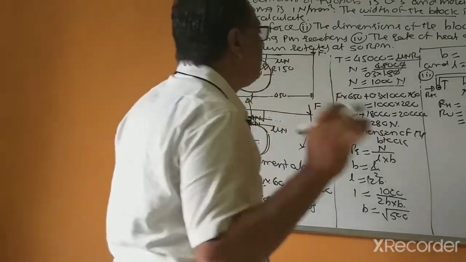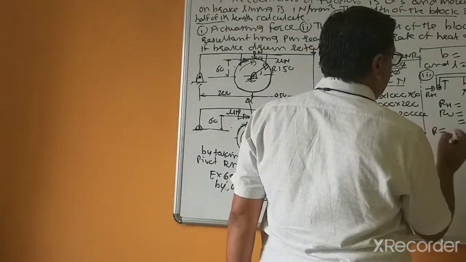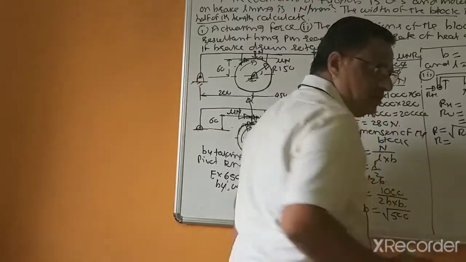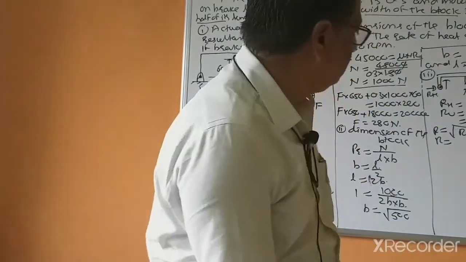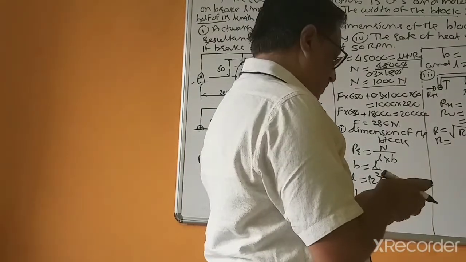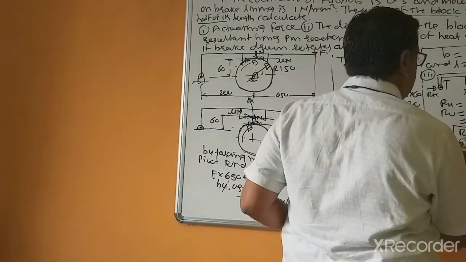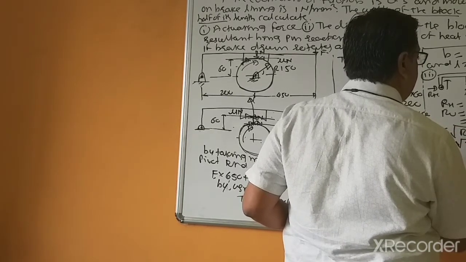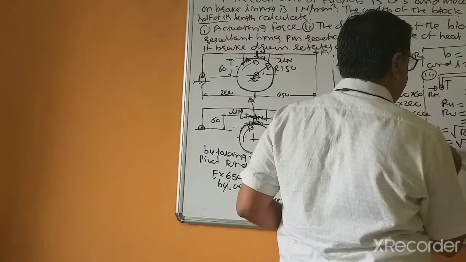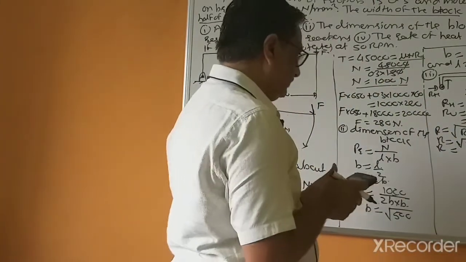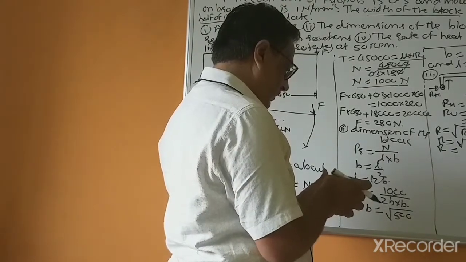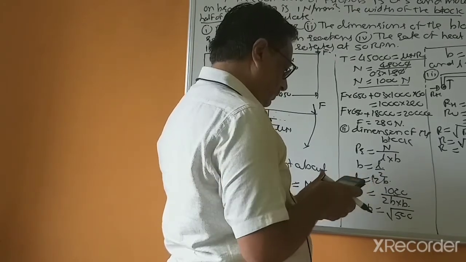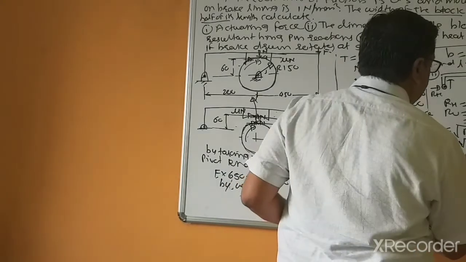Now the resultant: R equals the square root of RH square plus RV square, that is 300 square plus 720 square. This is 780 Newton.